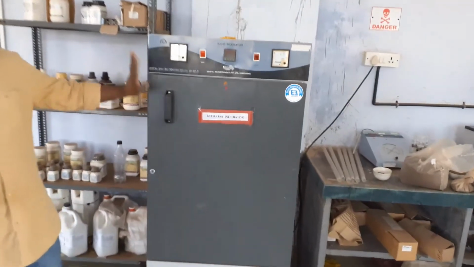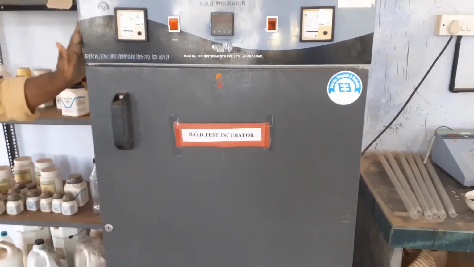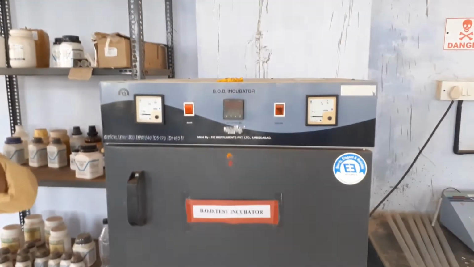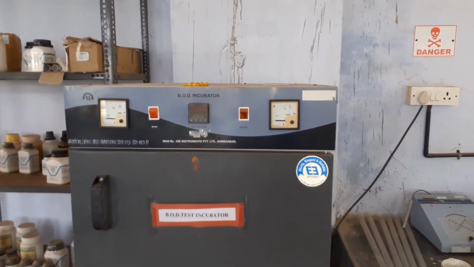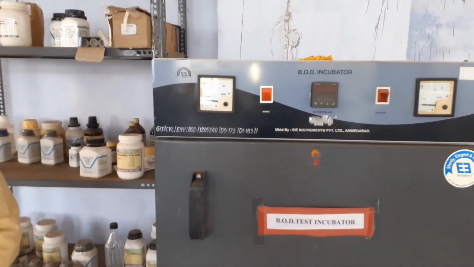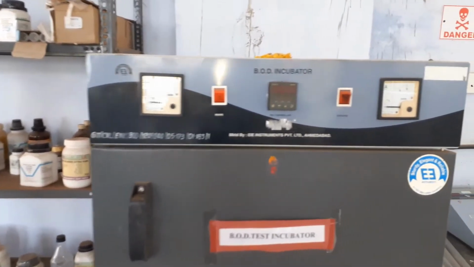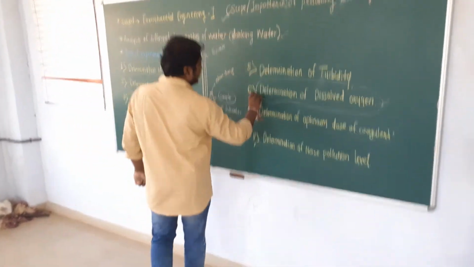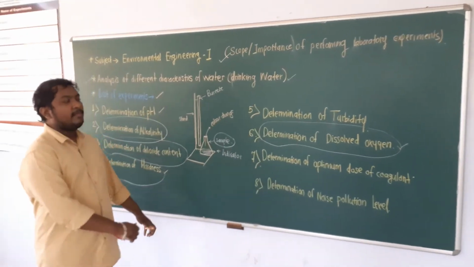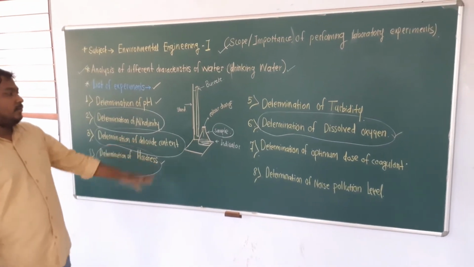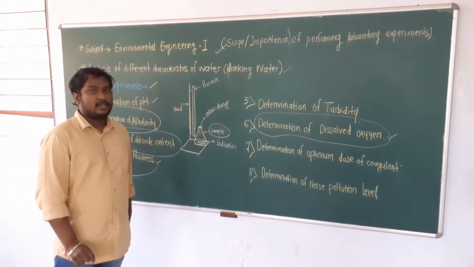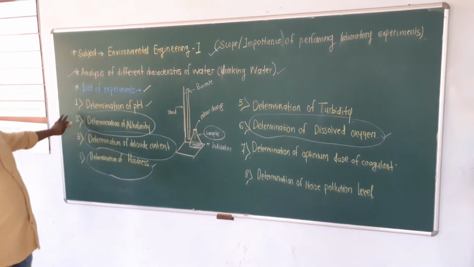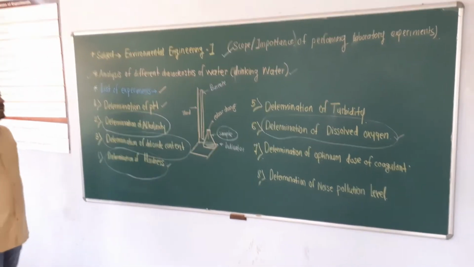For the next experiment we will use this BOD incubator, and for dissolved oxygen I will share the procedure and experiment separately: which indicators and which different reagents are used to determine the dissolved oxygen. Since it is a newly introduced experiment in your syllabus, you will see it in detail. I will make a separate video for determination of dissolved oxygen. All these experiments you have seen are with respect to titration.